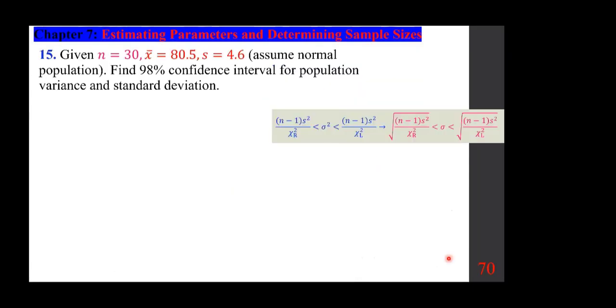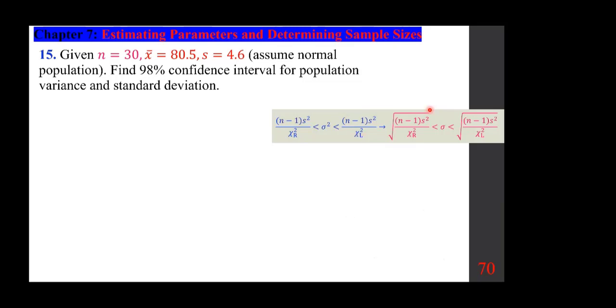And instead the x bar is 80.5, s is 4.6, assume a normal population, find a 98% confidence interval. For population variance and standard deviation, here are the formulas. Sigma squared is between n minus 1 s squared over chi squared of the right, and n minus 1 s squared over chi squared of the left. Now sigma, this is variance. Sigma or standard deviation is the same thing, take a root.